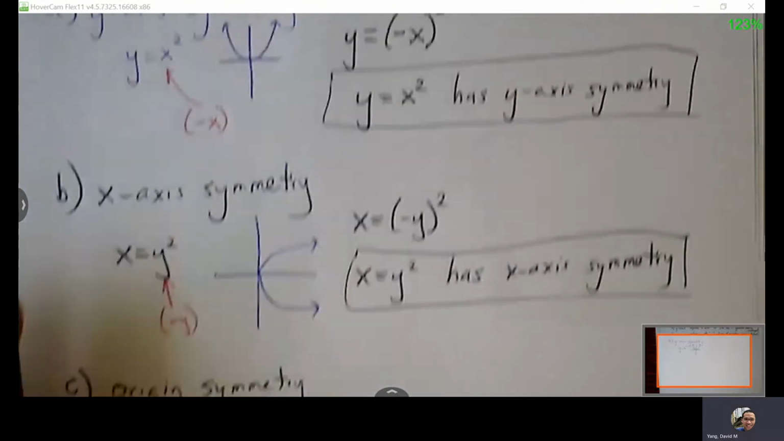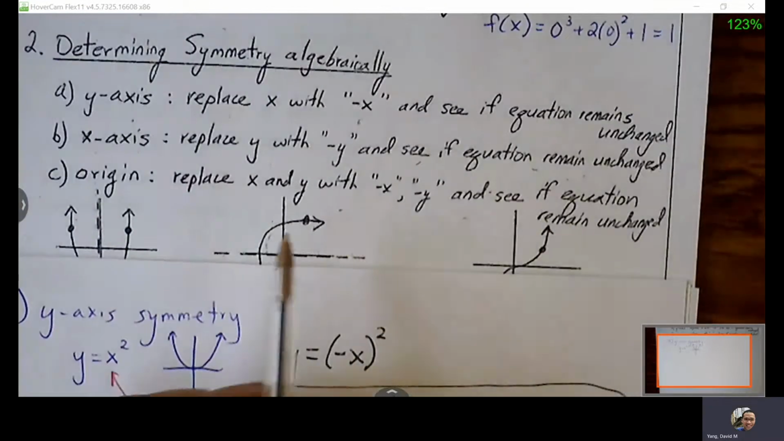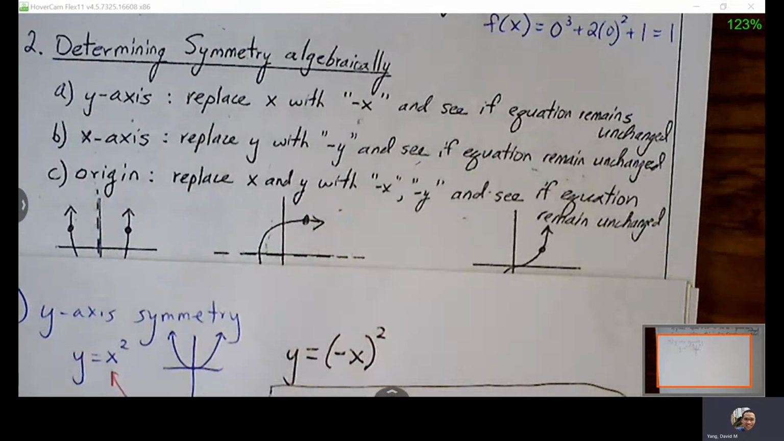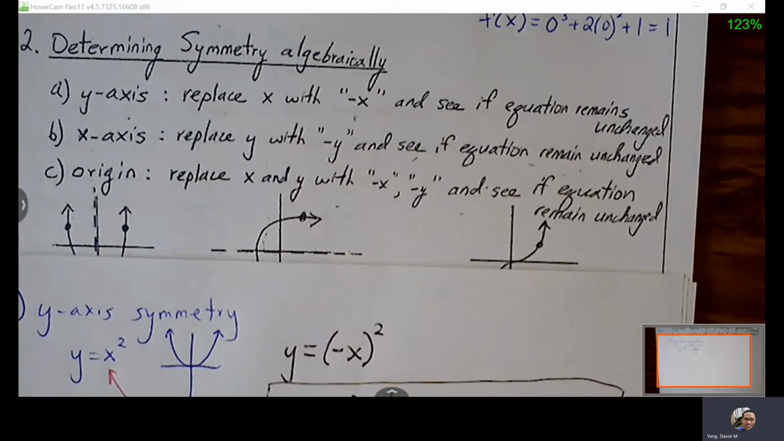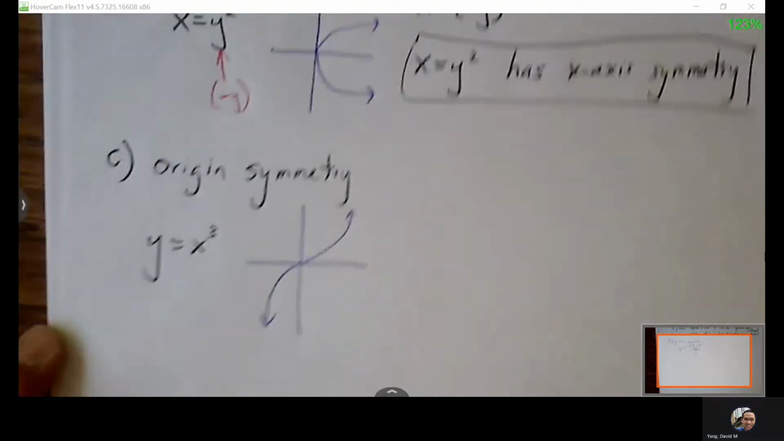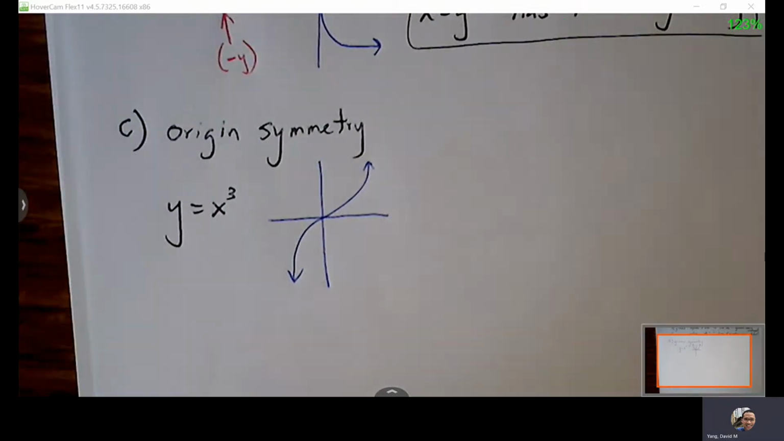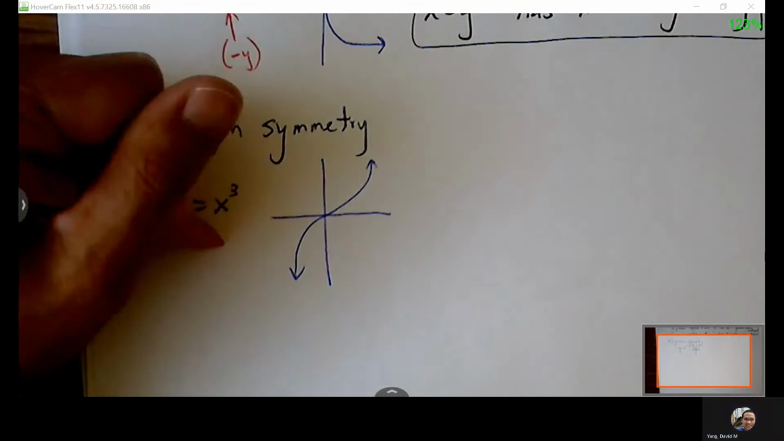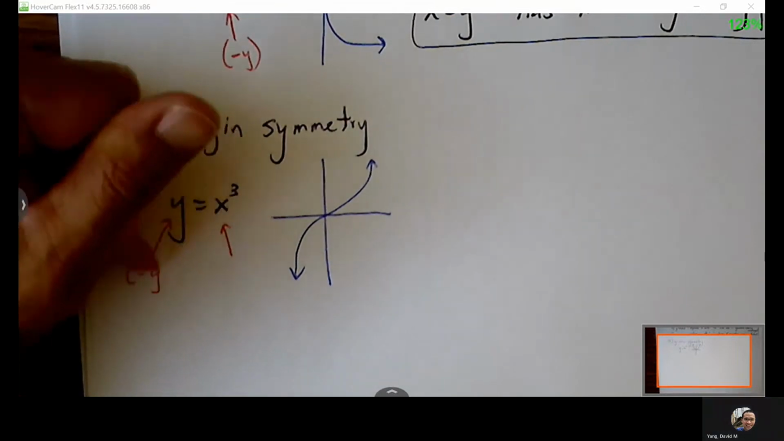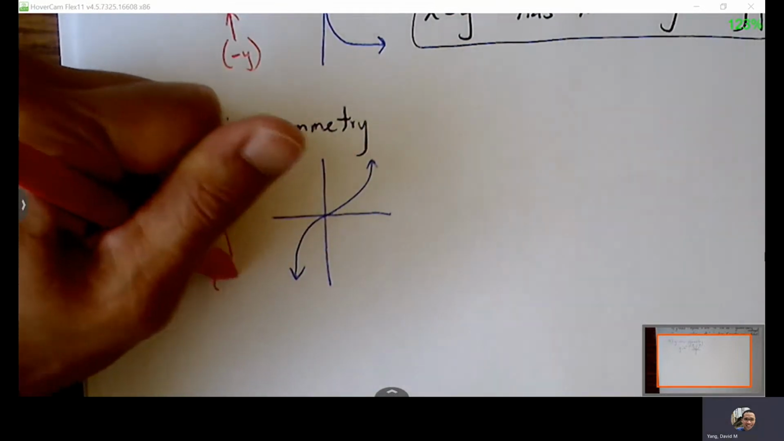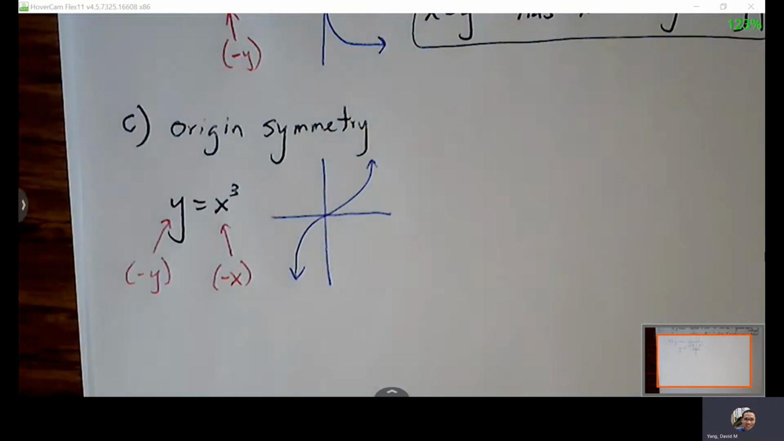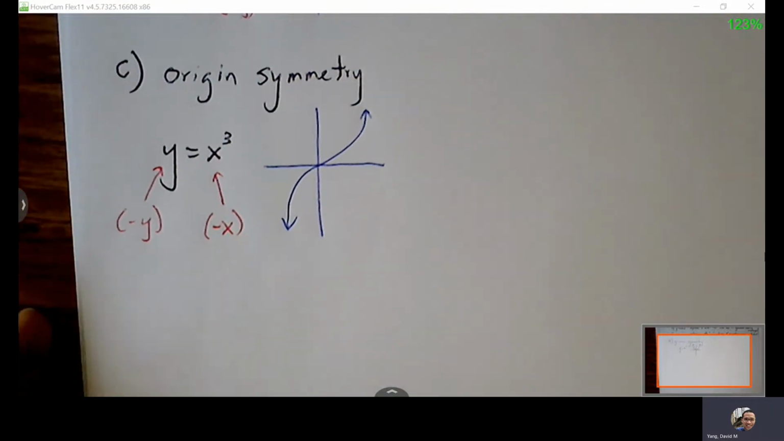And with origin symmetry, our rule is we're going to be replacing both the x and y with negative x and negative y. And then after everything is cleaned up, will it bring us back to our original form? If it does, then algebraically we know that there's going to be origin symmetry. Okay, so go ahead and do that. Replace the x and y, every variable with a negative version of itself, and let's see what happens there.